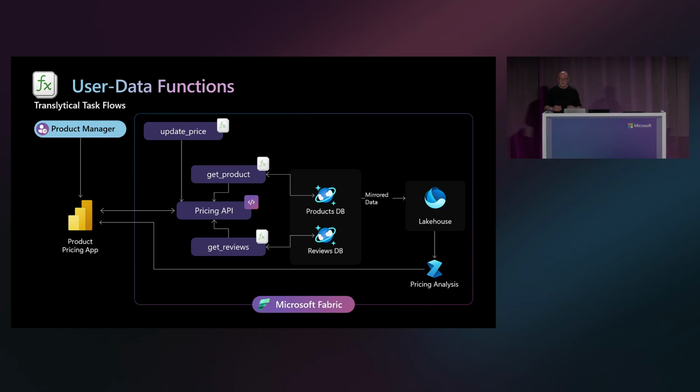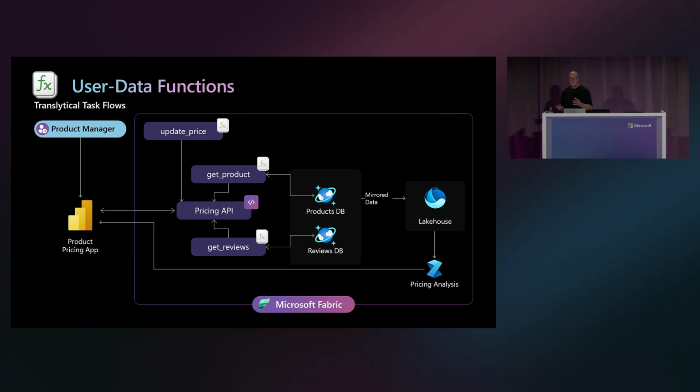Okay, so more features and more integrations for Cosmos DB and Fabric. Cosmos has excellent integration with a relatively new feature called user data functions in Microsoft Fabric. UDFs make it easy to build these translytical task flows with Fabric, allowing users to act on their insights more quickly. UDFs let you embed business logic directly in Fabric using Python.